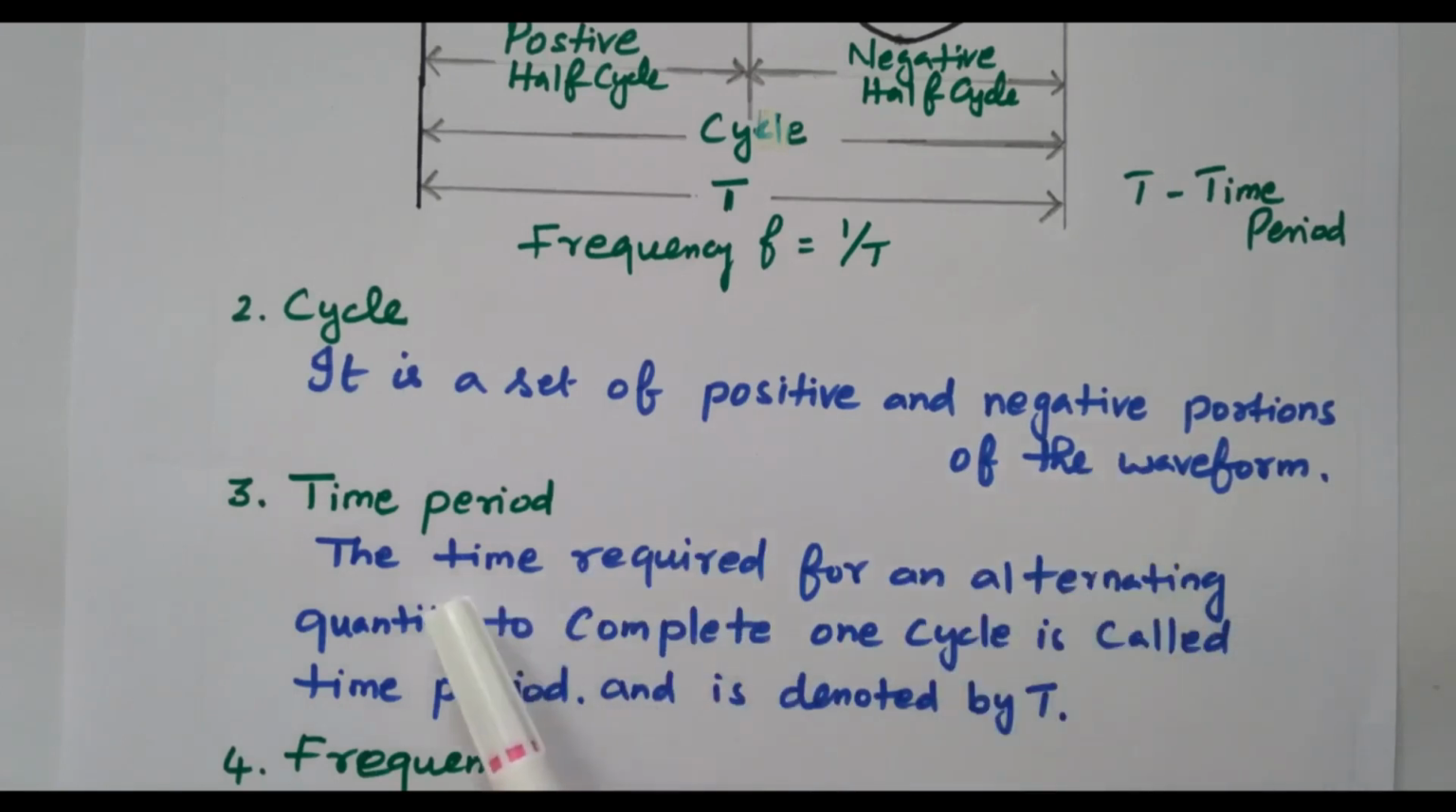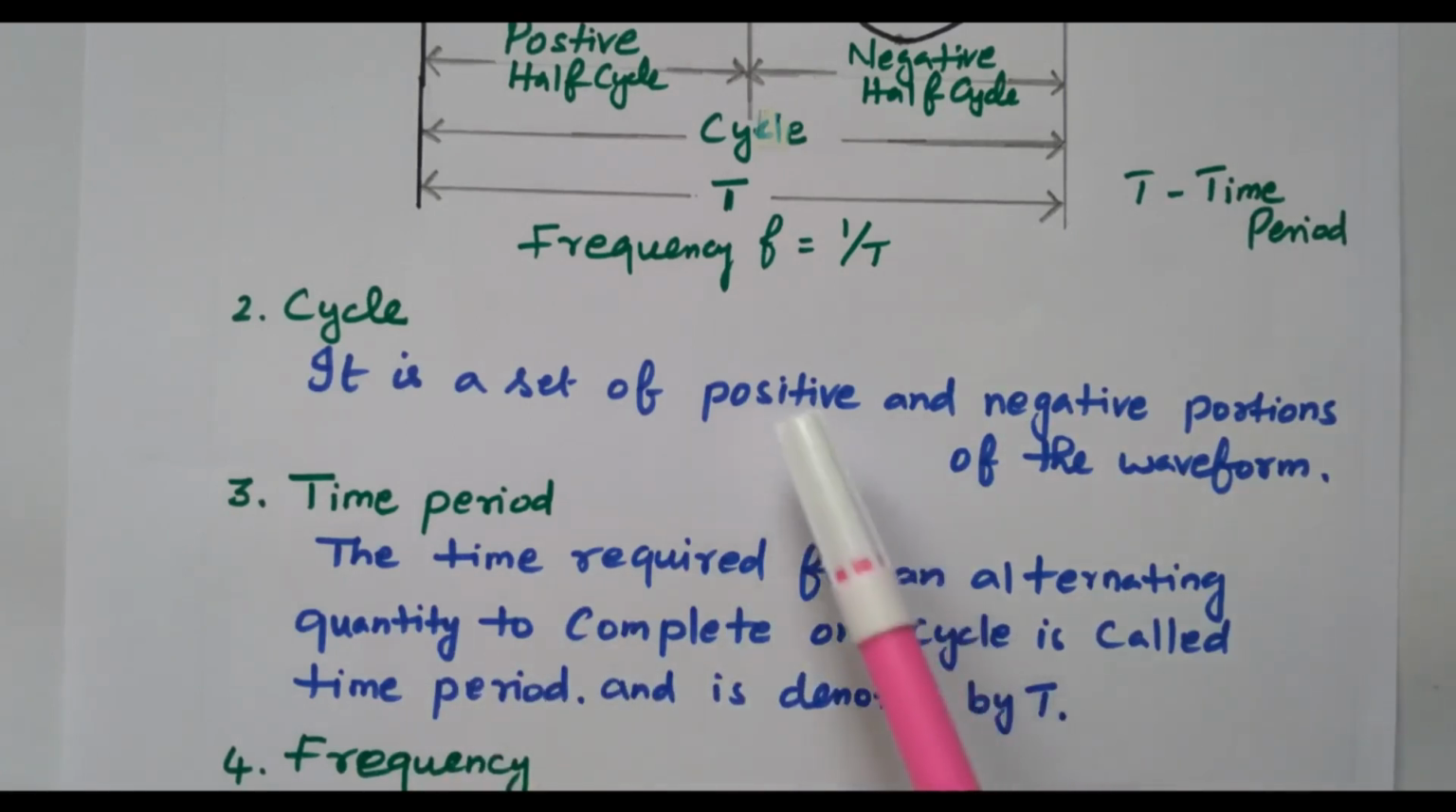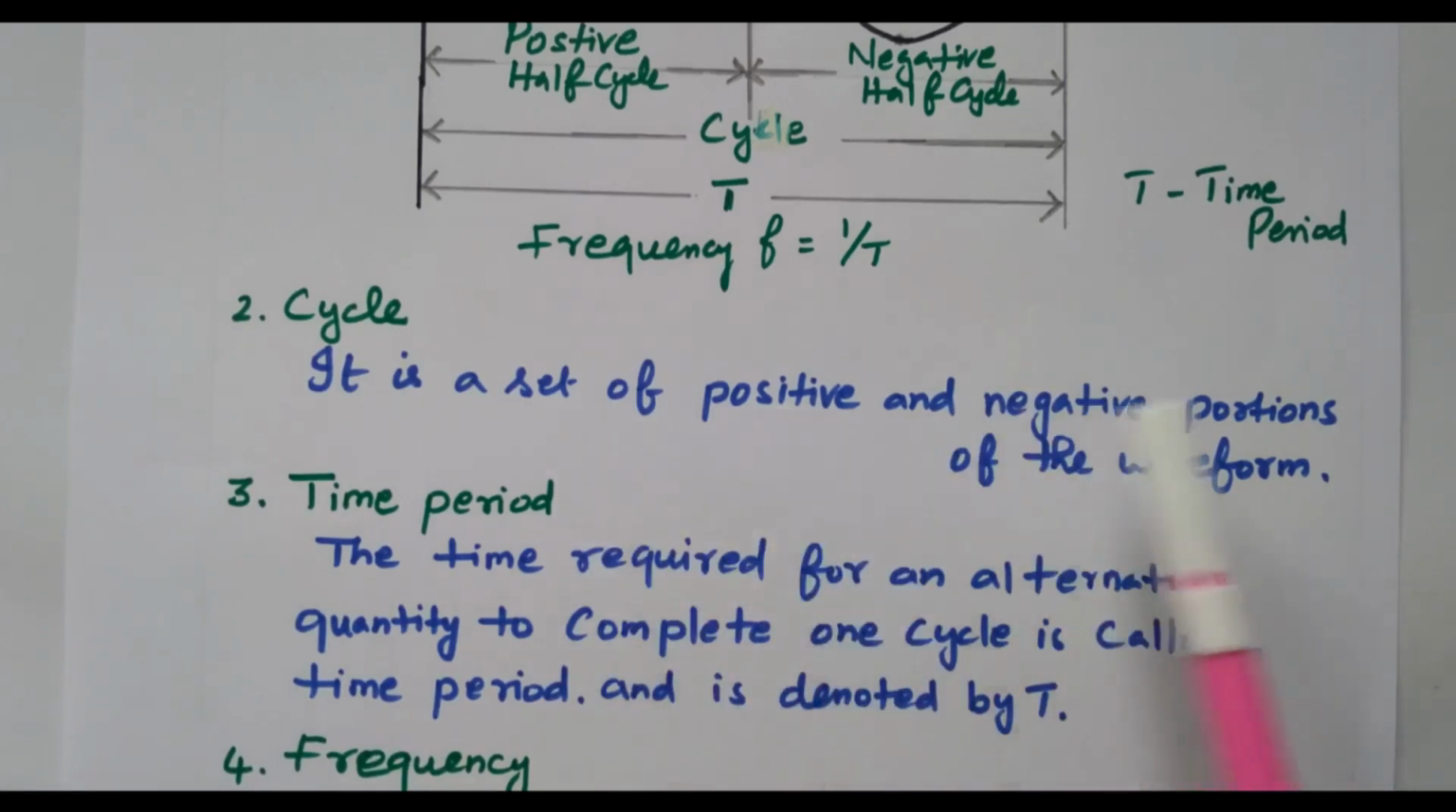Then what is time period? The time required for an alternating quantity to complete one cycle. One cycle means positive as well as negative. That is called the time period, denoted by T. The cycle is nothing but a set of positive and negative. Completing this positive and negative is called a time period.